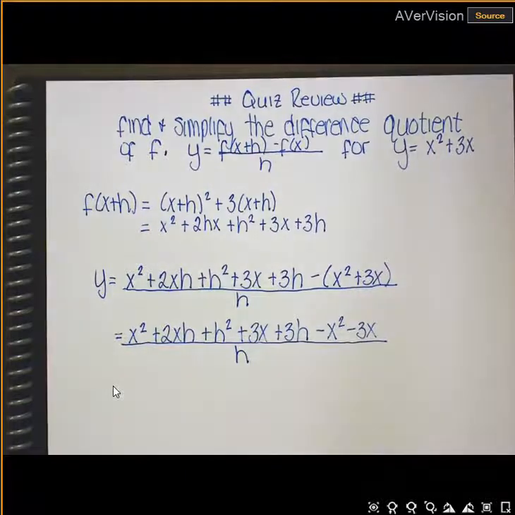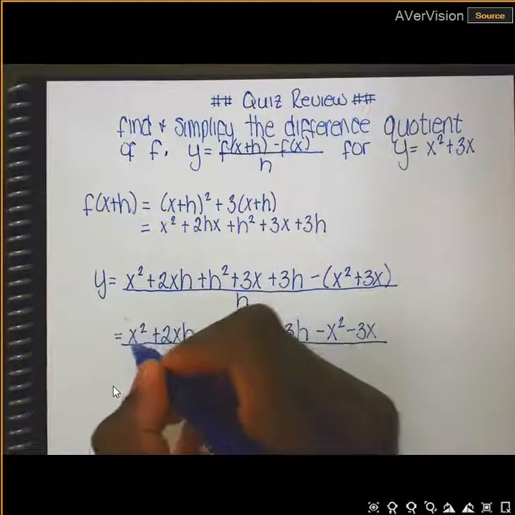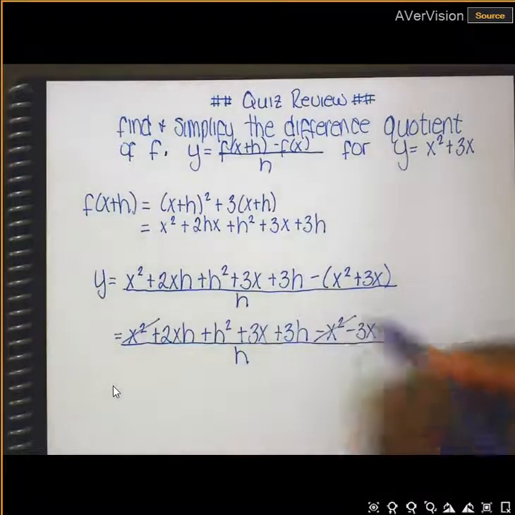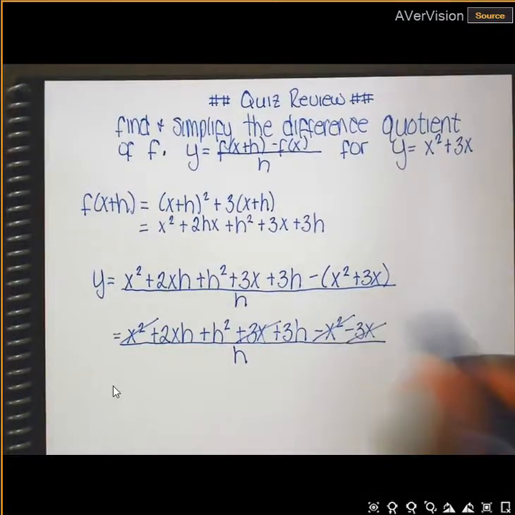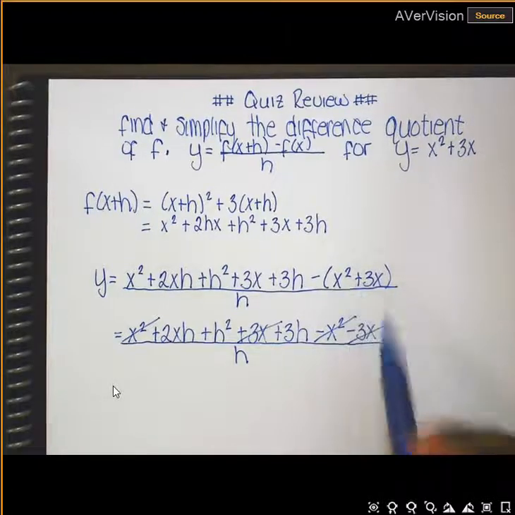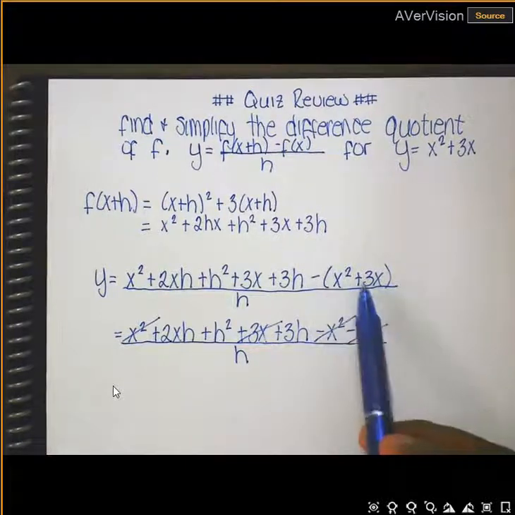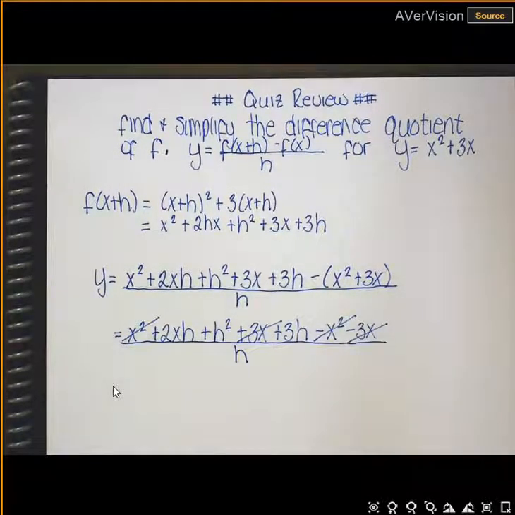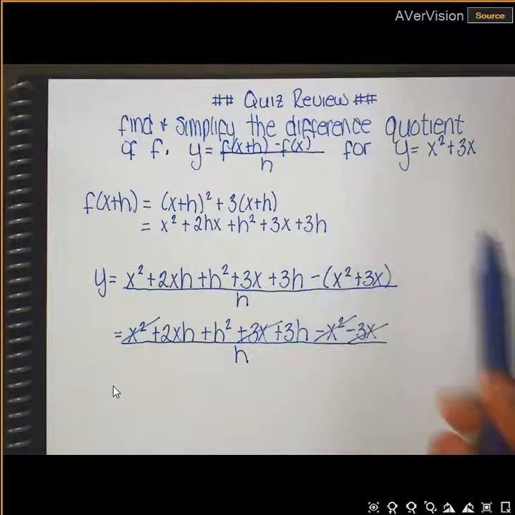Now we can cancel stuff out and combine like terms. We have x squared and minus x squared. They cancel each other out. We have 3x and minus 3x. If your f of x terms do not cancel out, you did something wrong, and more times than not, you didn't distribute your negative correctly. So this f of x part should always cancel out when we do this.